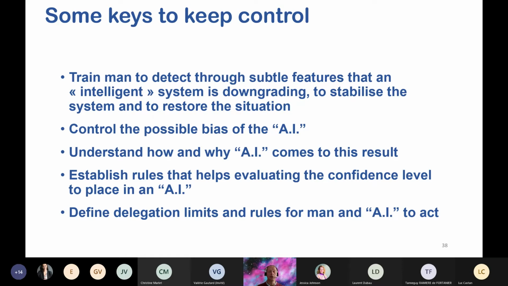Train man to detect through subtle features that an intelligent system is now degrading in order to stabilize the system and restore the situation. We should also control the possible bias of the AI. We should understand how and why AI comes to this result. This will give us confidence and establish rules that help evaluate the confidence level to place in an AI. At last, maybe define delegation limits and rules for man and for AI to act together.